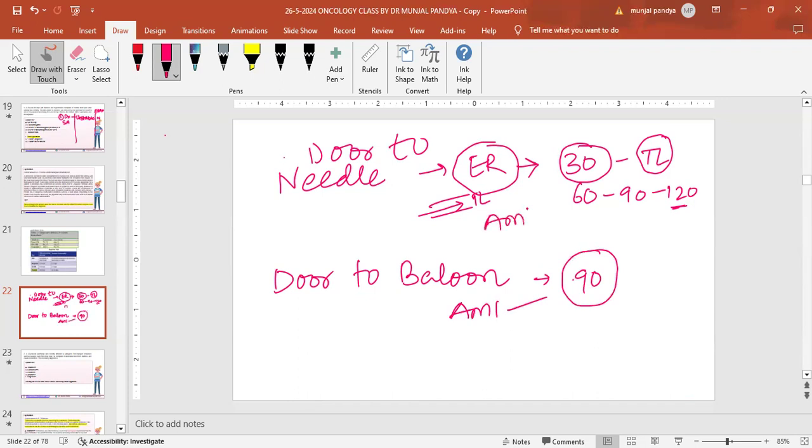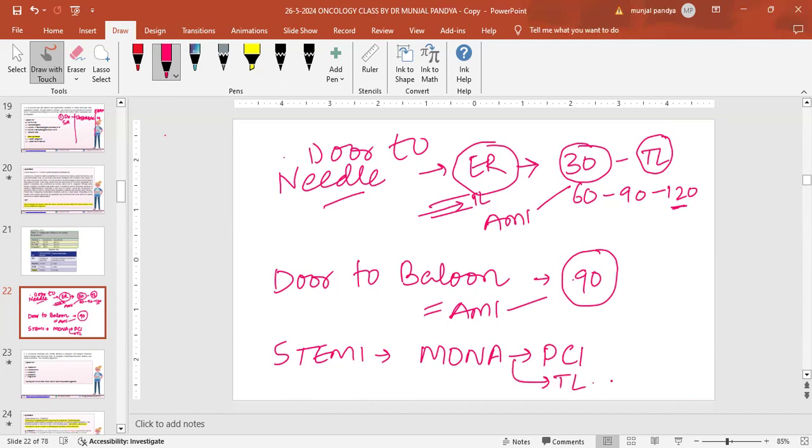This is acute MI, diagnosis to 30 minutes. This is called door to needle, and this is door to balloon. But for STEMI, there is no controversy across the globe. First thing is MONA, immediately open for PCI. If PCI is not available, then do thrombolytic and go for PCI.